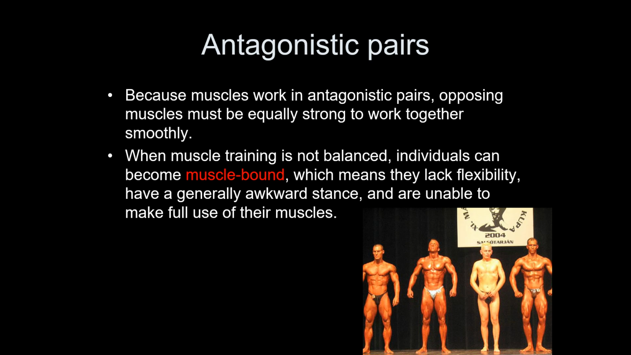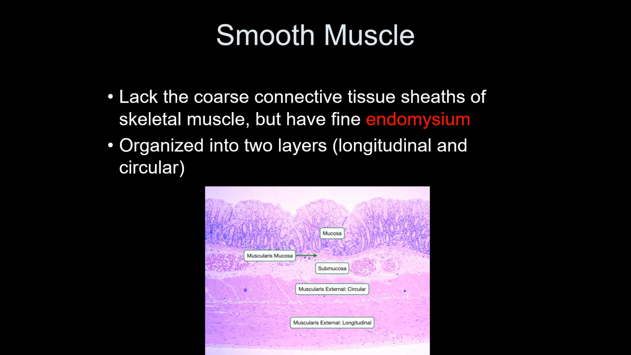Muscles do work in antagonistic pairs, so whatever you can do with like the biceps, you need to be able to do the same thing with the triceps, or you won't be able to reach around towards the back. So notice how these dudes have difficulty reaching towards their center, and it's because they are muscle bound, so you've got to make sure you work your muscles in antagonistic pairs.